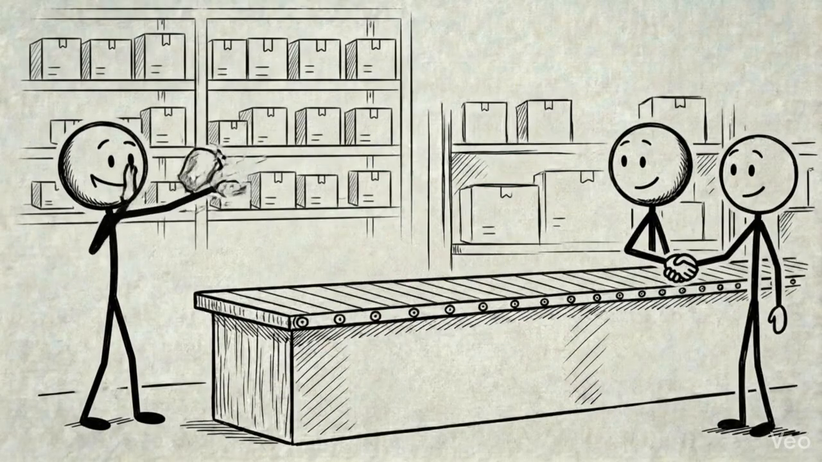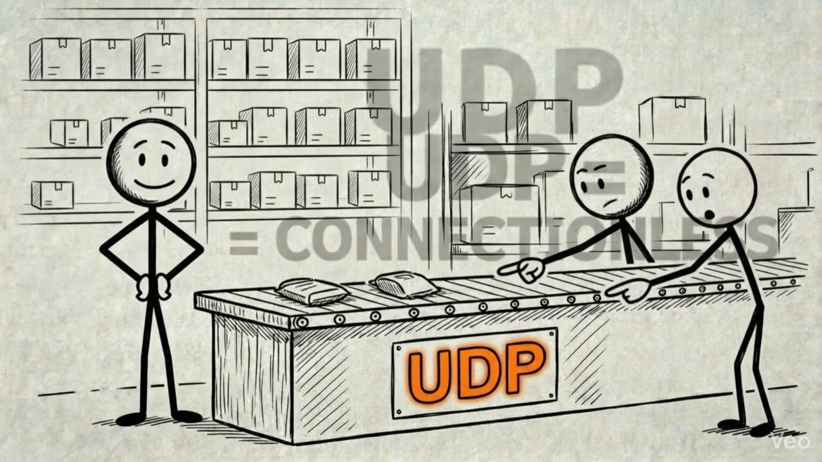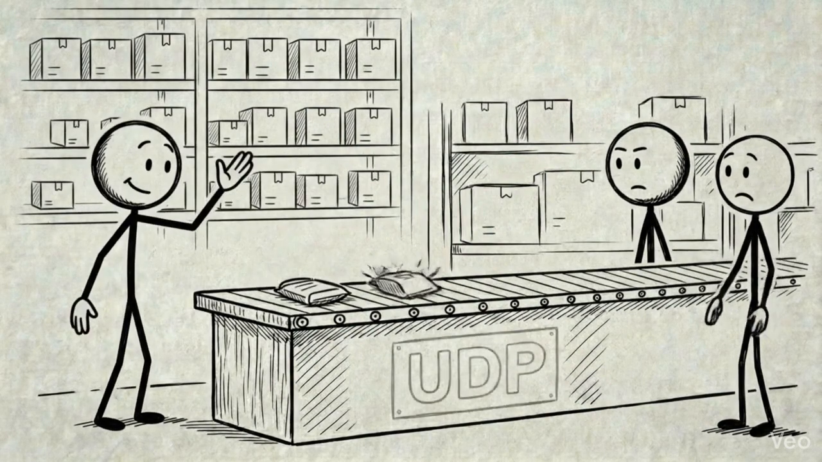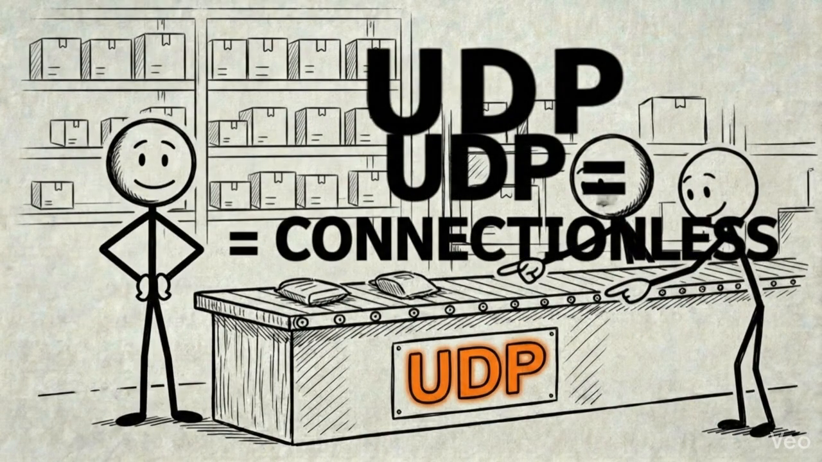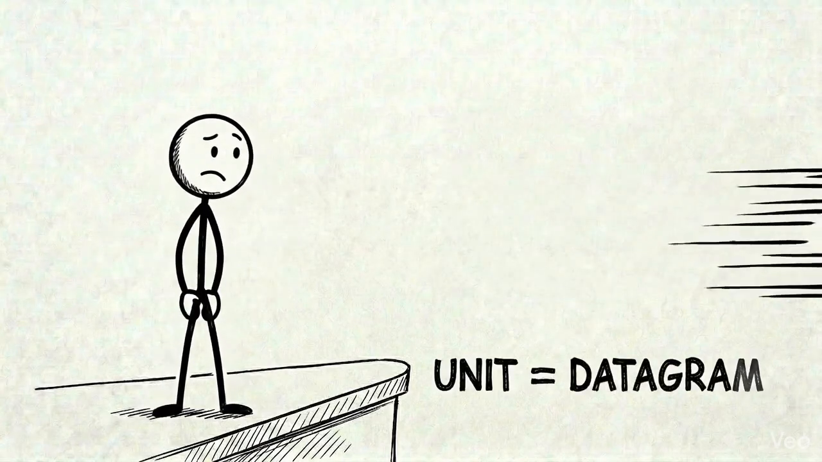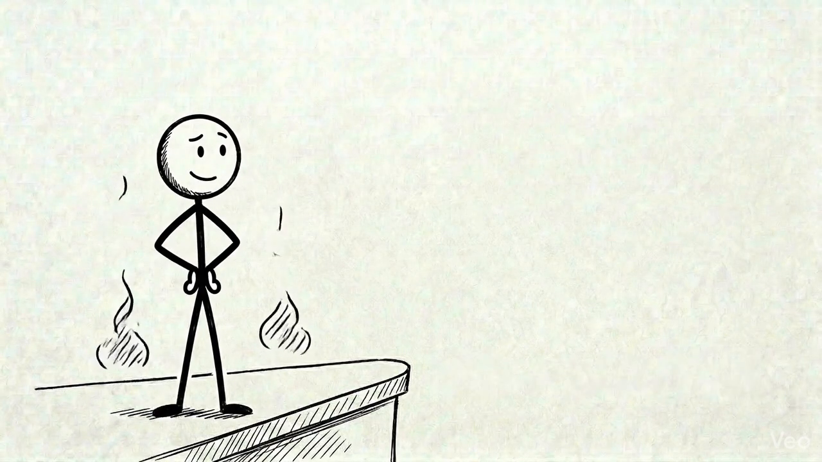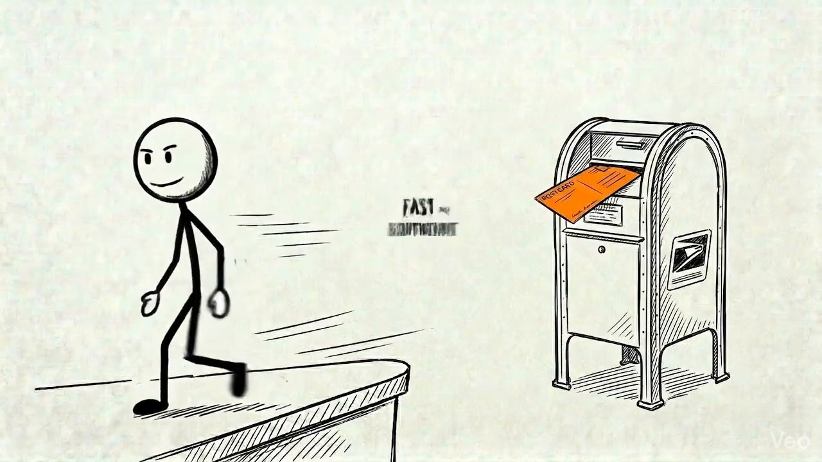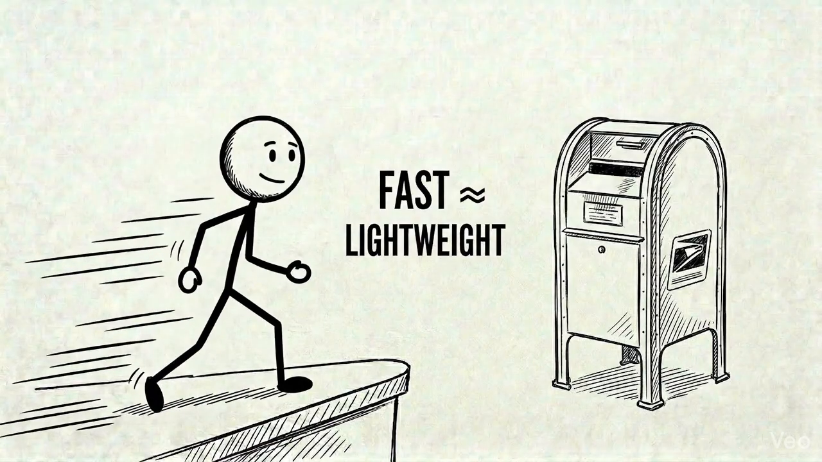Now flip to UDP, User Datagram Protocol. UDP is connectionless. There's no handshake, no session setup, no acknowledgements, and no retransmission. It just fires data off and hopes it arrives. The unit of data is called a datagram. That sounds reckless, but it's a feature, not a bug. By skipping all the overhead, UDP is faster and lighter, with almost no delay.